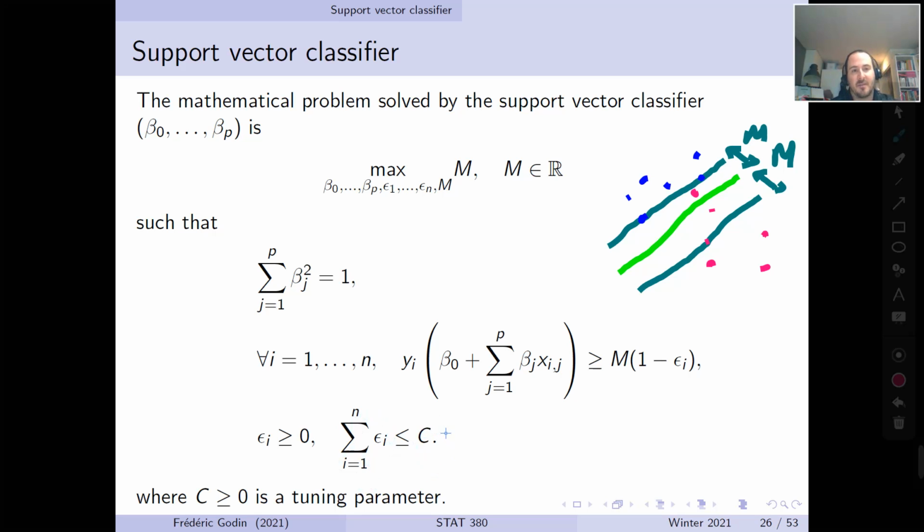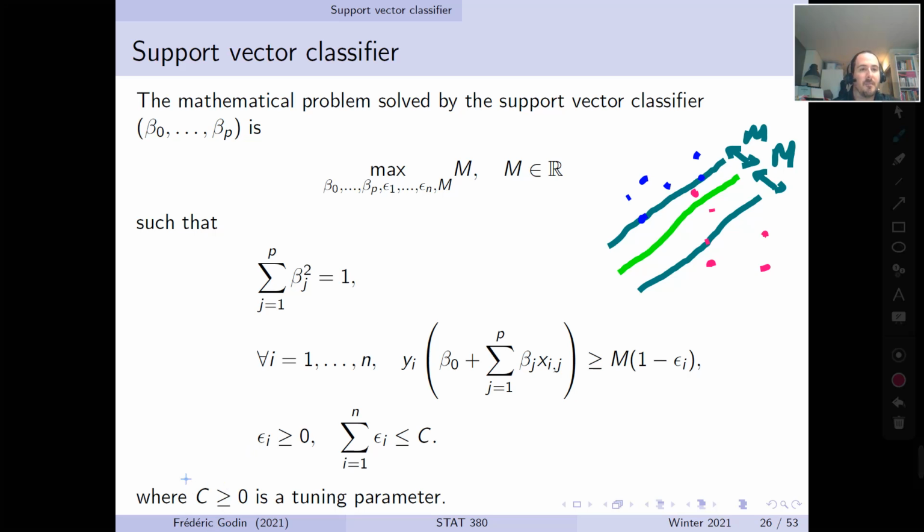So C acts as a budget for violation. If C is equal to 0, then you allow for 0 violation, but if C is large, then you allow for a lot of violations, because the sum of epsilons can be large, so many epsilons can be non-zero. And C in practice is a tuning parameter or hyperparameter, exactly like hyperparameters seen in earlier chapters. For example, in KNN, the parameter K, or the number of predictors in linear regression.